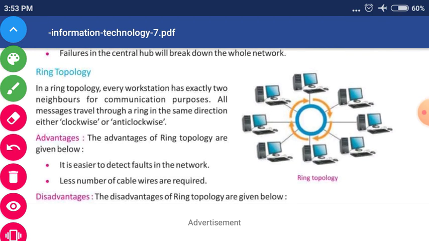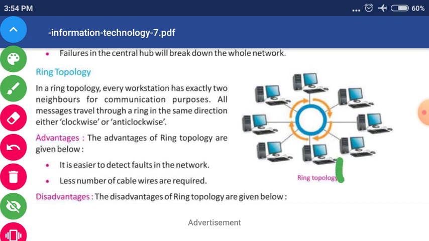Now the third type of topology we are going to read is called ring topology. In ring topology, you can see in the picture that information is transferred in the form of a ring. That is, it is moving either in a clockwise direction or an anti-clockwise direction. So the information is communicated from one computer to another computer.